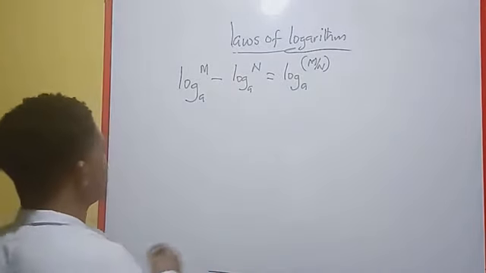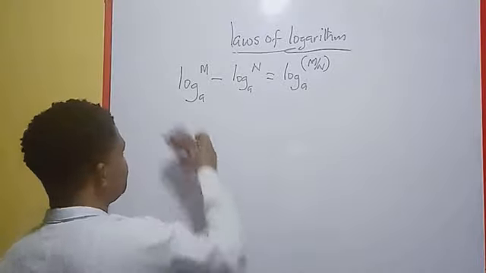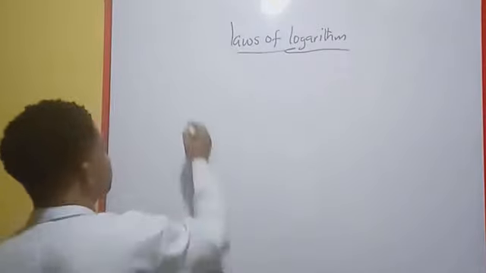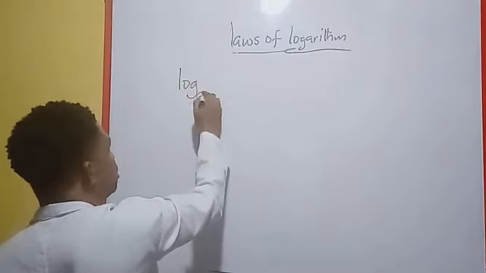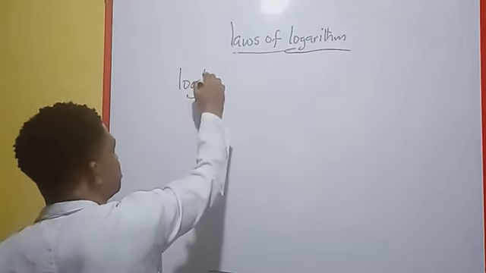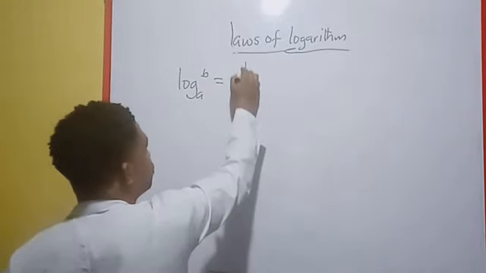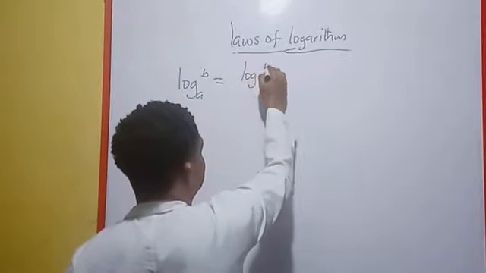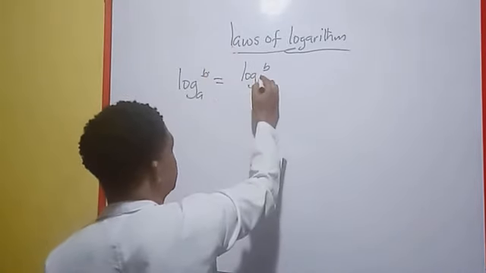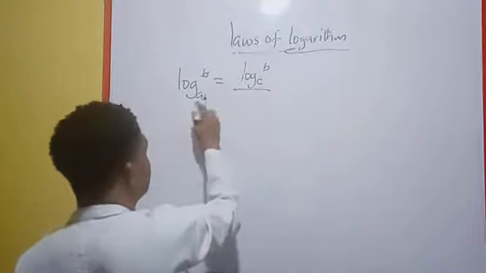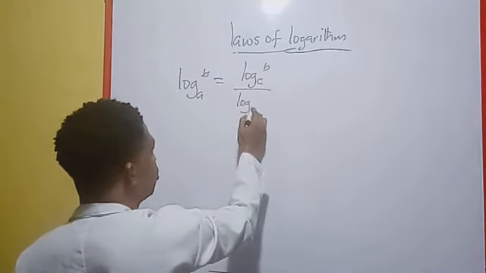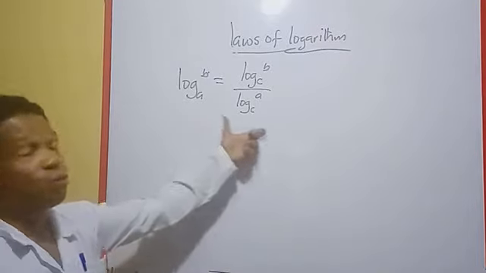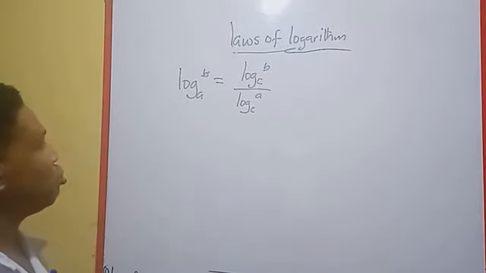Now, another law I want to give to you is this. Let's call it change of base. When you have log a to base a raised to the power b, if you want to bring a new base, you have log b, because it's at the numerator, it's at the top. Then you bring your new base c. This one is at the bottom, so it will be at the denominator, log c raised to the power what? a. This is called the law of change of base.